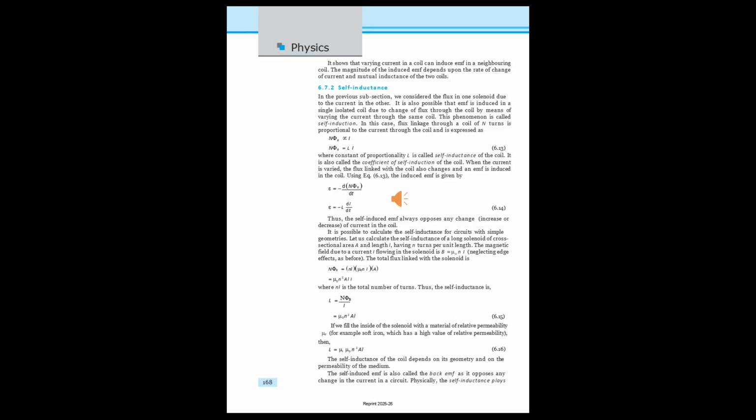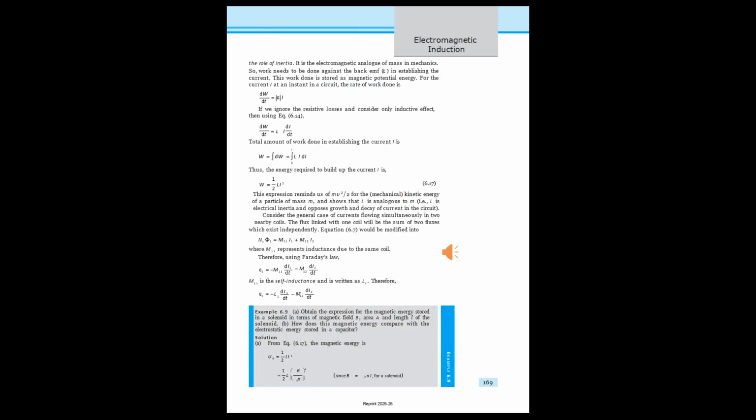If we fill the inside of the solenoid with a material of relative permeability mu R, for example soft iron, which has a high value of relative permeability, then we get the equation 6.16. The self-inductance of the coil depends on its geometry and on the permeability of the medium. The self-induced EMF is also called the back EMF as it opposes any change in the current in a circuit. Physically, the self-inductance plays the role of inertia. It is the electromagnetic analog of mass in mechanics.